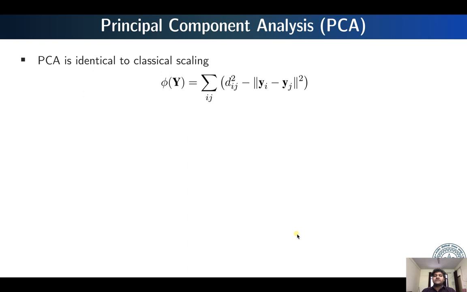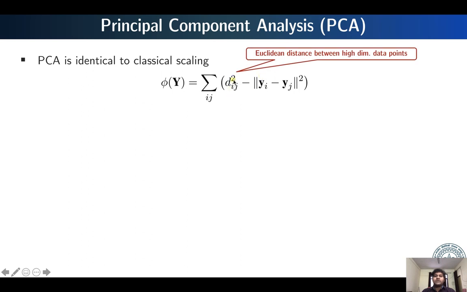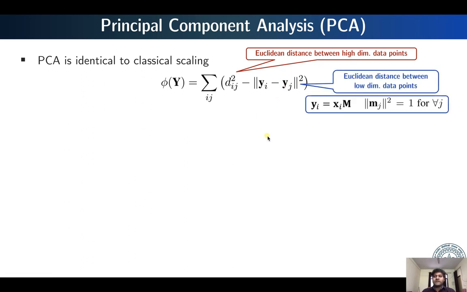Principal component analysis is identical to classical scaling, which tries to obtain a linear mapping that minimizes the difference between two sets of Euclidean distances, where Dij represents the Euclidean distance between two data points in the high dimensional representation, whereas the Yi and Yj term is the Euclidean distance between the data points in the lower dimension. Of course, Yi and Yj are restricted by the linear mapping, so that's why it is written like this. There is another constraint, which is that the norm of each component of the linear mapping is 1. So this is the setting for classical scaling, which is trying to retain the Euclidean distance between the high dimensional data points as best as possible in the low dimensional data points.